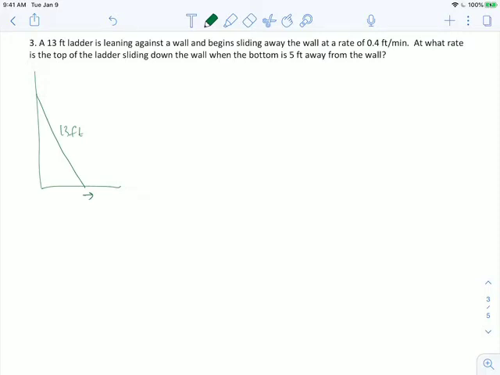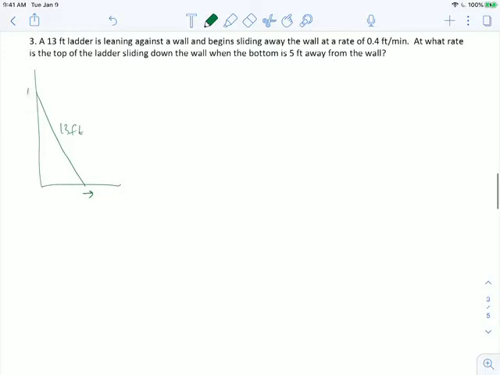We're going to continue now with our next two examples of related rates problems. So this question involves a ladder that's leaning up against a wall that begins sliding away from the wall. And we're told how fast the bottom of the ladder is slipping away from the wall. And we're asked to find the rate at which the top of the ladder is sliding down the wall when the bottom is 5 feet away from the wall.